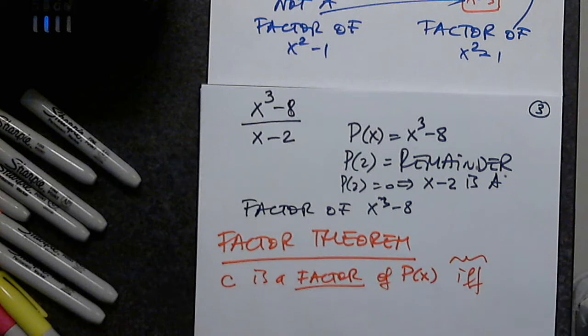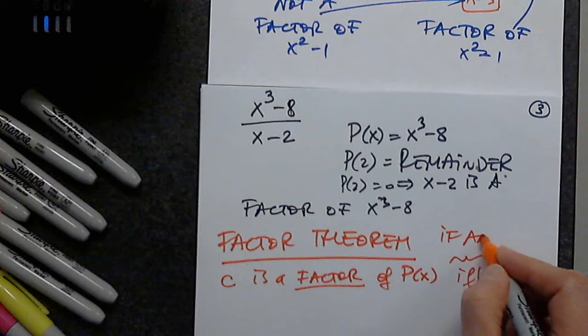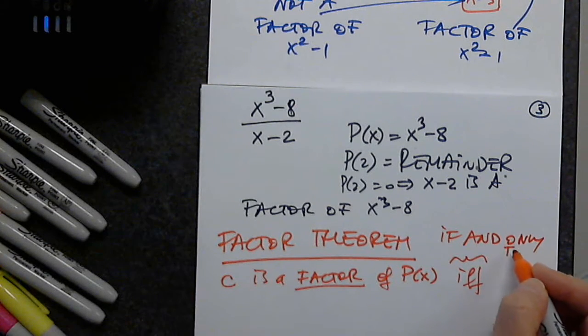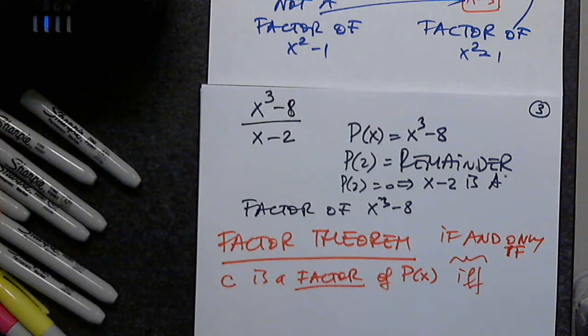IFF is a mathematical abbreviation, if and only if. Meaning it goes both ways. So what I write on the left of IFF implies what I write on the right. What I write on the right implies what I write on the left. So it goes both ways. C is a factor of P of x if and only if C is a factor of P of negative x.